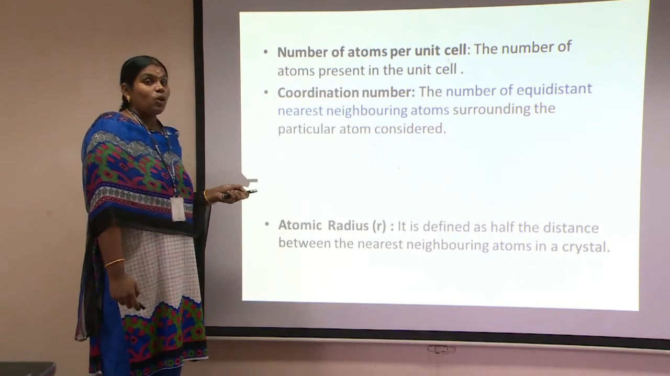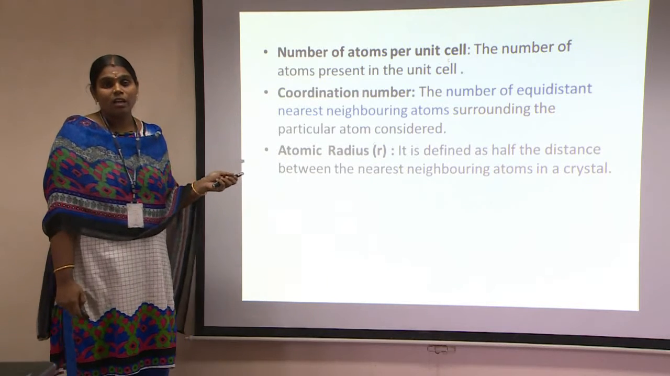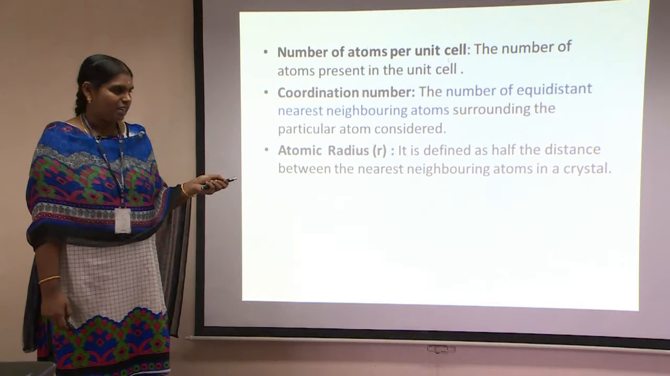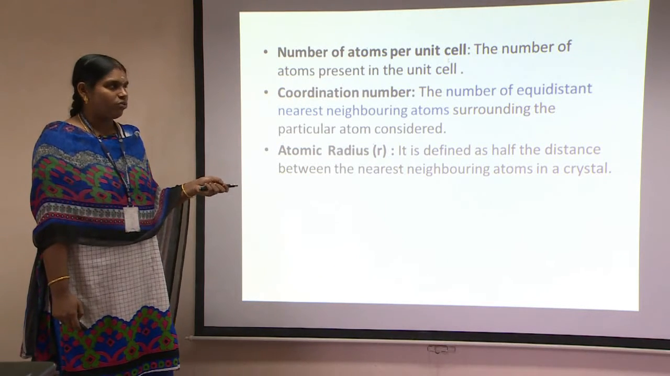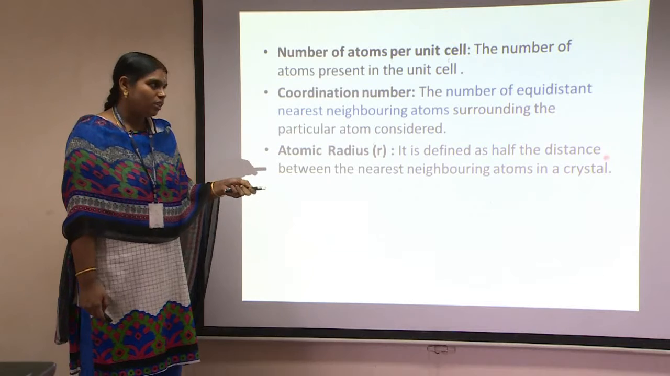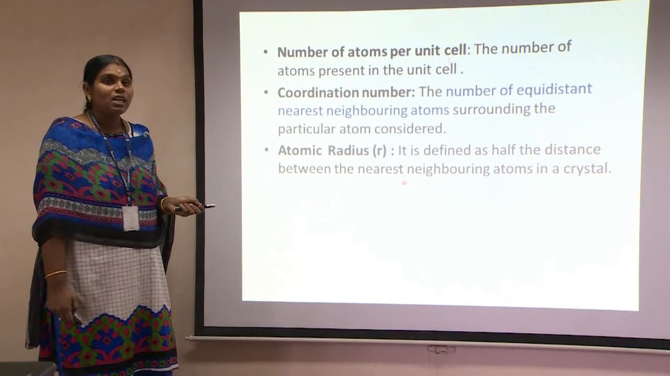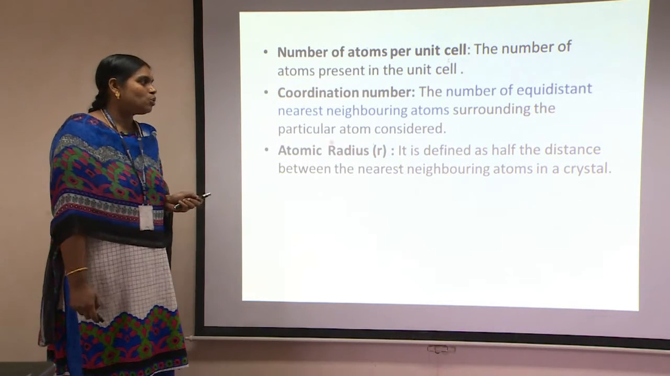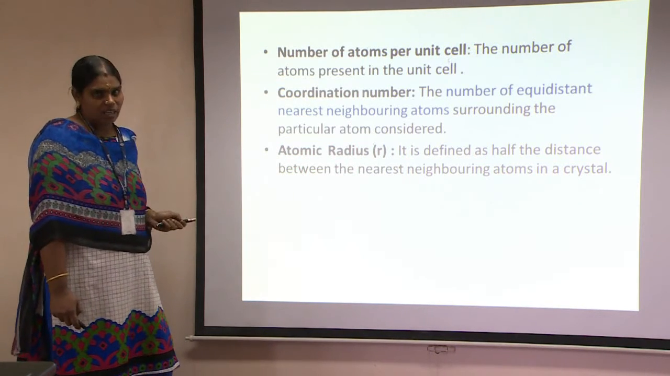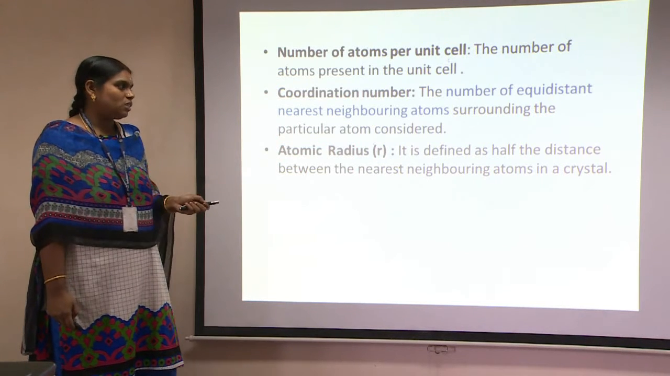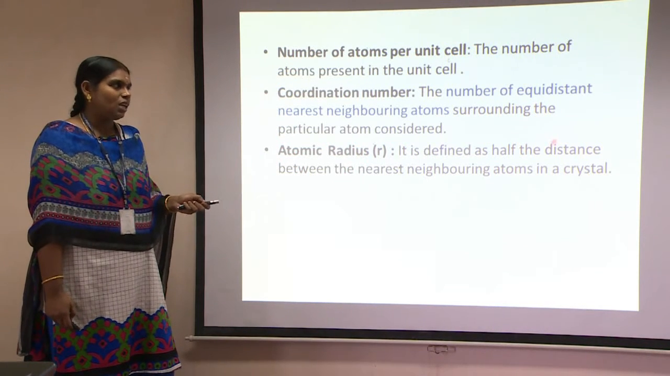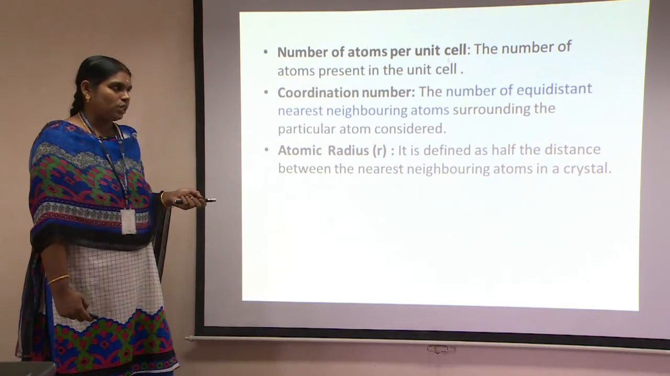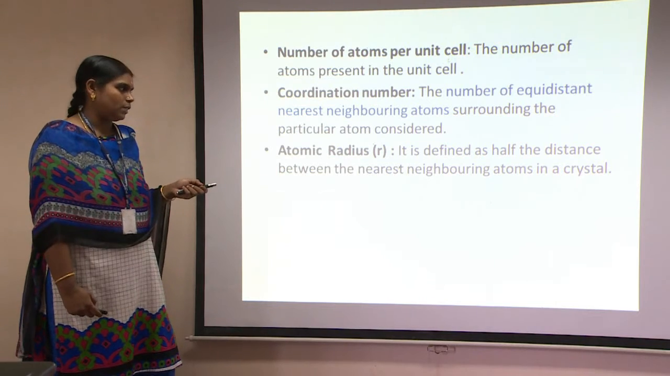The third is the atomic radius. As we all know, half a diameter is what we call a radius, but here we define this in a different manner. It is half the distance between the nearest neighboring atoms. It is not calculated within an atom. So the atomic radius is half the distance between the nearest neighboring atoms in a crystal. It differs from one crystal to another. It is not going to be the same for all crystals.